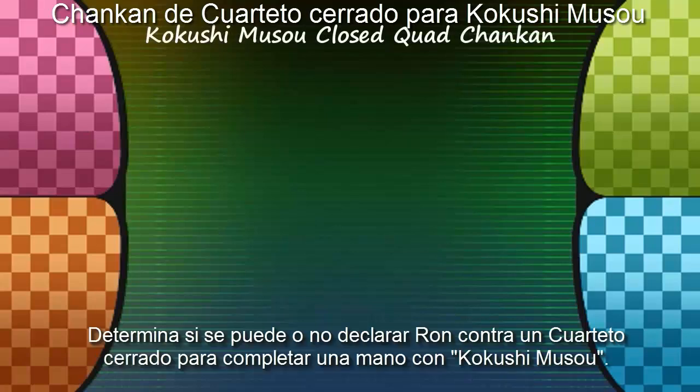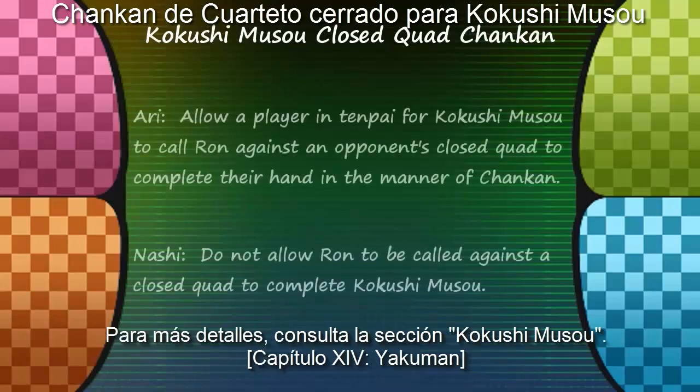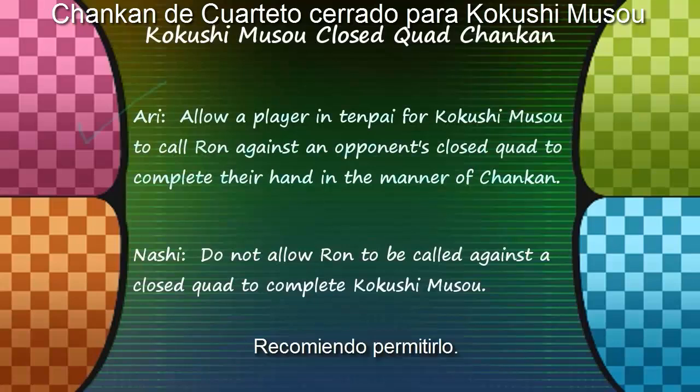Decide whether or not Ron may be called against a closed quad to complete a Kokushi Musou hand. Refer to the Kokushi Musou section of the video for details. I recommend allowing it.